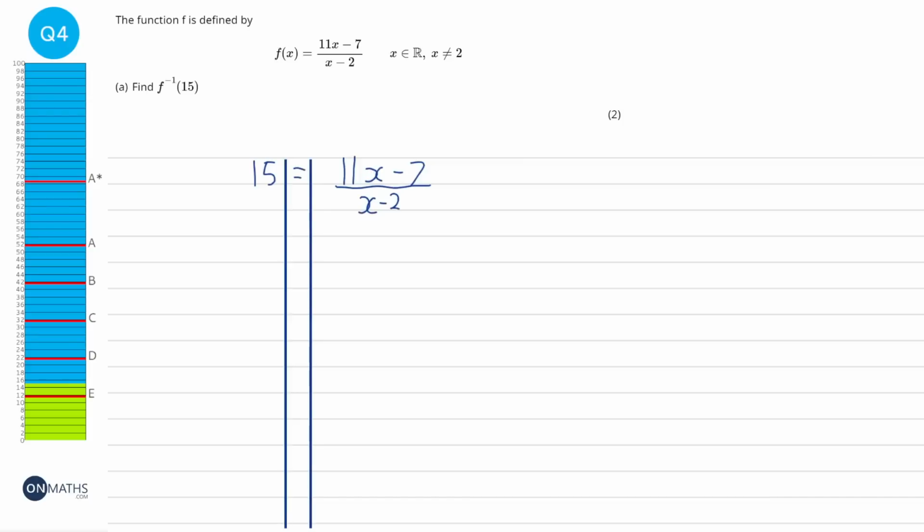Okay, so the first thing I want to do is get rid of the fraction, so we're going to multiply by x minus 2 both sides, and just make sure you put them in brackets, because that will help us to figure out what we do on the left hand side, because it's going to be 15 brackets x minus 2, and then we've got just the numerator we have to deal with on the right hand side. Let's expand those brackets, so 15x minus 30.